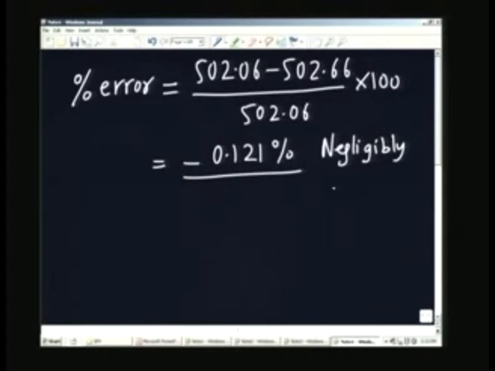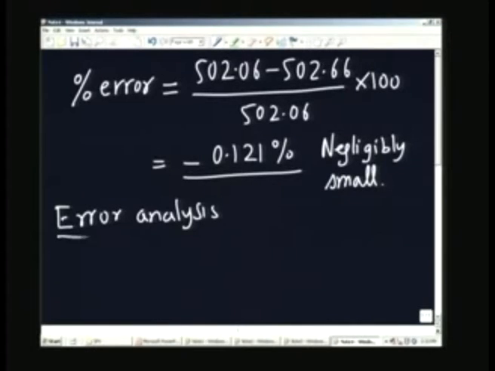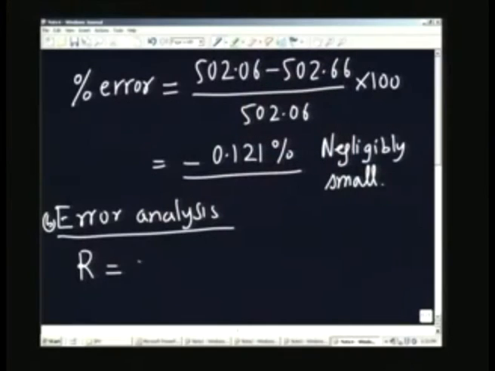The second part of the question concerns the analysis of errors. So, the next one is error analysis, which will actually complete the solution to the problem. This is actually part B. So, what are the errors due to? We know that the value of R which is measured is R equal to 150 millimeters plus or minus 0.5 millimeters. This is one of the sources of the error.